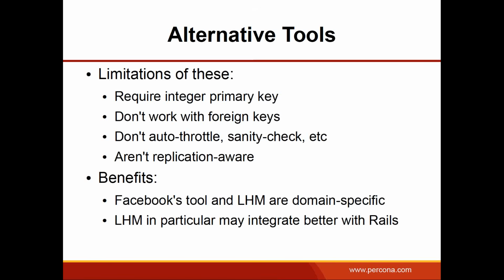None of the other tools works with foreign keys, and they don't do all of these auto-throttling and sanity checks that I mentioned, and none of them is replication-aware as far as I know. I'm not a complete expert in every single one of them, but in reviewing the source code and trying to learn from the work that they had done, we didn't find where any of them had implemented any of these things. So in general, I would say the Percona Toolkit tool has fewer limitations and is more broadly applicable.